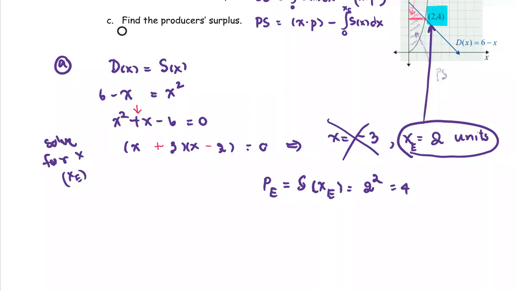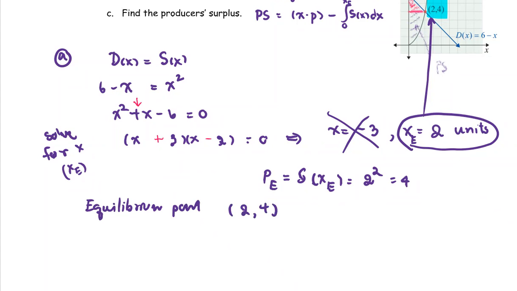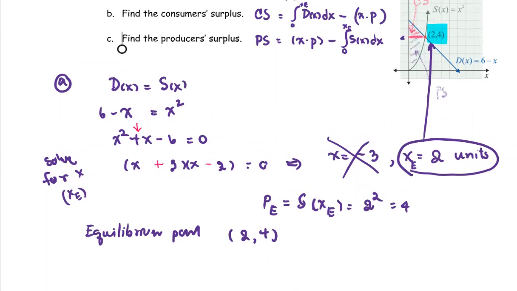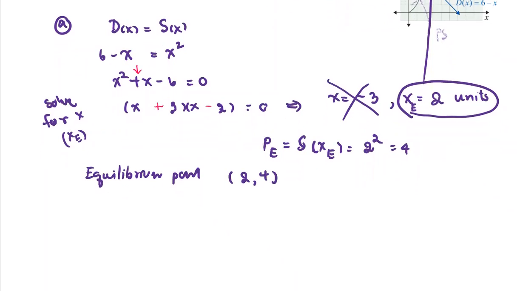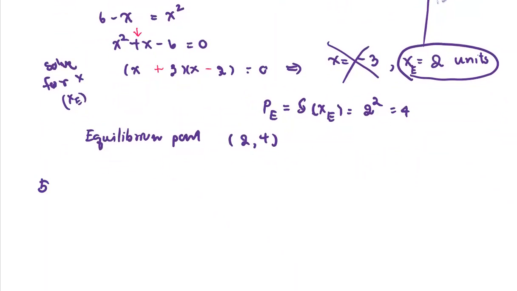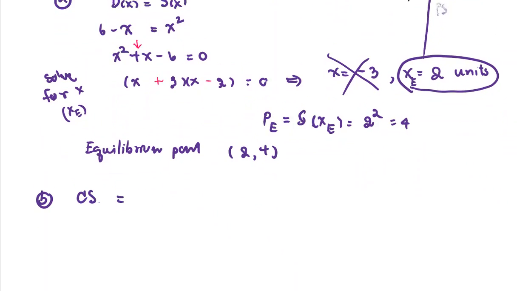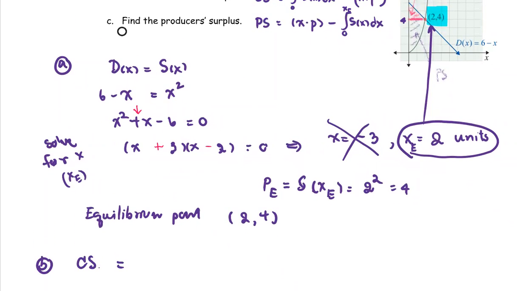That means we have the equilibrium point as the ordered pair (2, 4). Okay, 2, 4. So the bar here is 4. And then the next part, we're going to find the consumer surplus, if you analyze it one piece at a time.